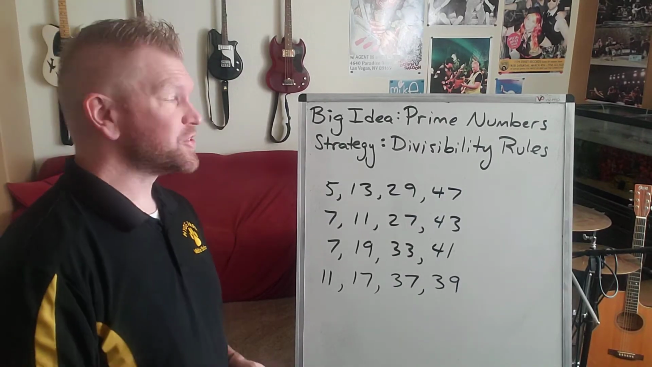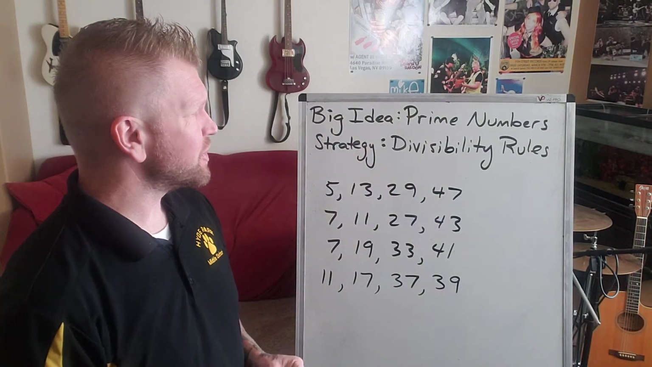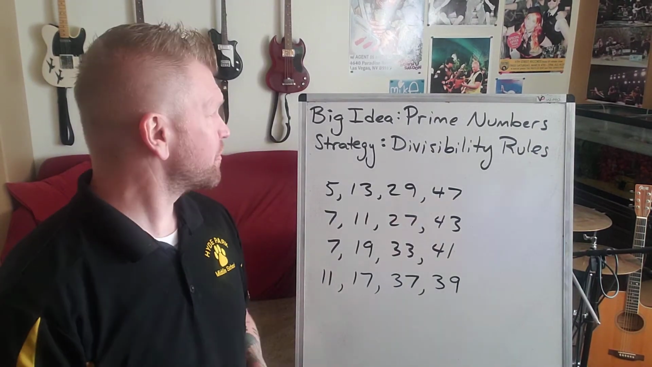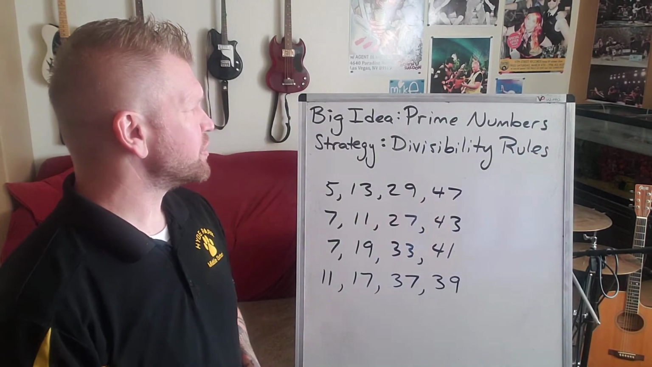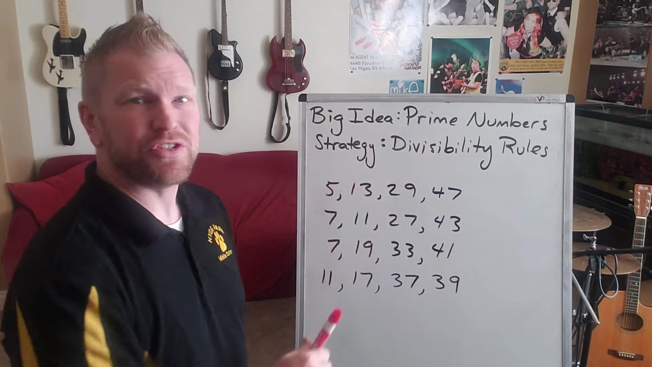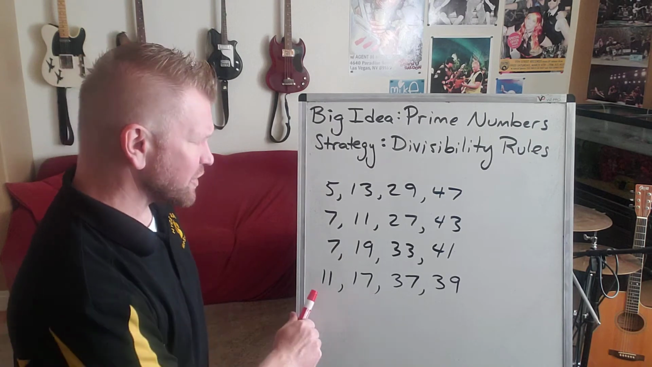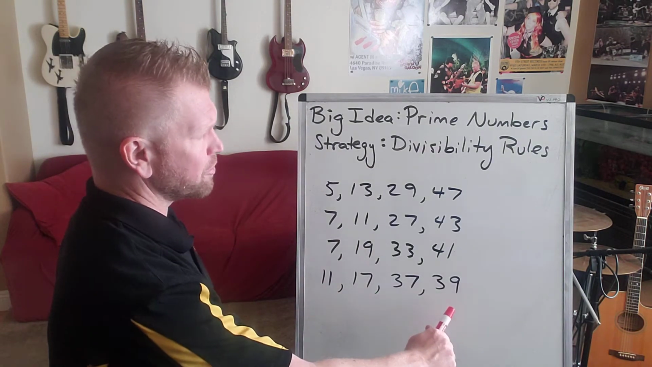All right, for this next question, the big idea is prime numbers. A prime number is a number that only has two factors, one and itself. Also, there's a strategy we could apply with divisibility rules. We'll get to that a little bit later. But let's check out this last one, see if this is a list of only prime numbers.